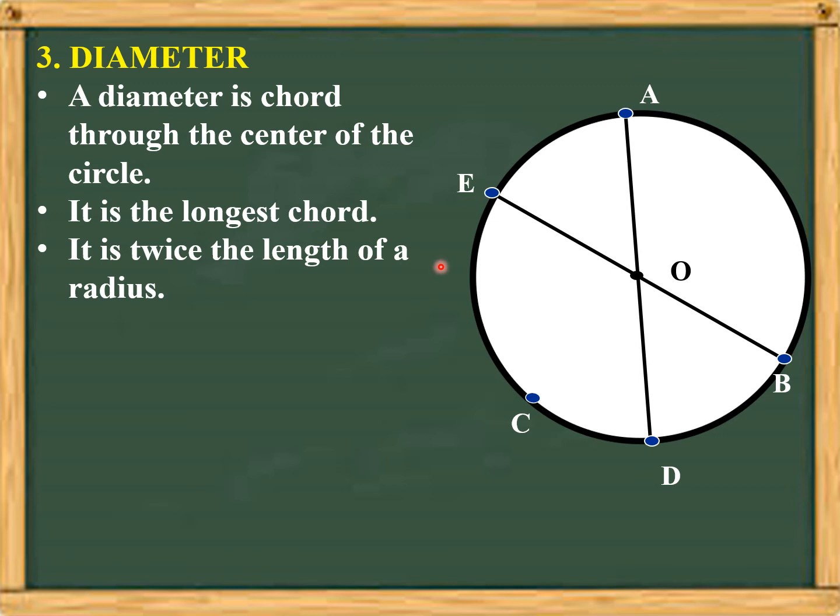So ano yung sinasabi diyan? So ibig sabihin kung ang radius natin ay 2 cm, ang ating diameter ay 4 cm. Kung ang radius natin ay 5 cm, ibig sabihin ang ating diameter ay 10 cm. So etong example ng ating diameter. We have segment EB and segment AB.